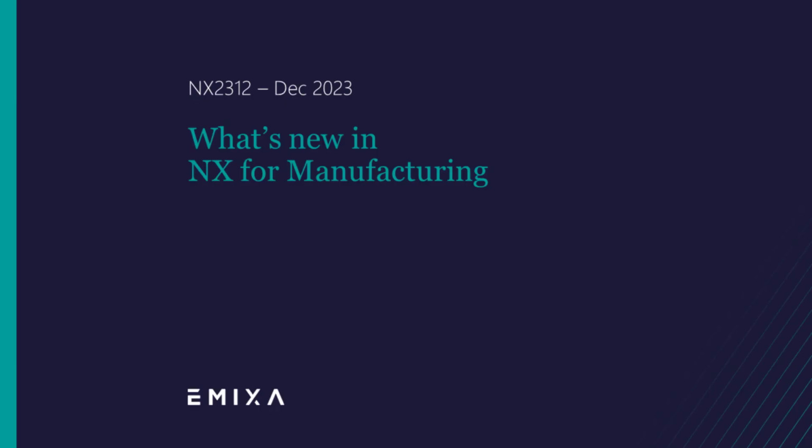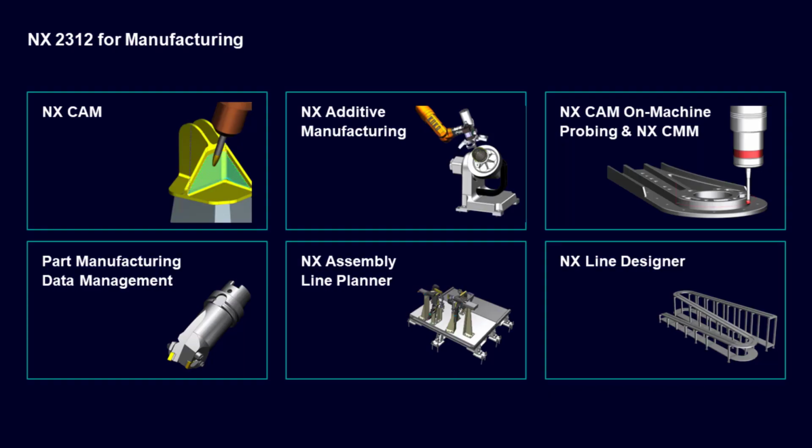In this short presentation, we'll look at the new capabilities in NX 2312 for manufacturing, released in December 2023. We added new functionality to our part manufacturing solutions, including CAM, Additive Manufacturing, on-machine probing, CMM Inspection Programming, and part manufacturing data management. We'll also discuss the new capabilities in NX's Assembly Planner and Line Designer.